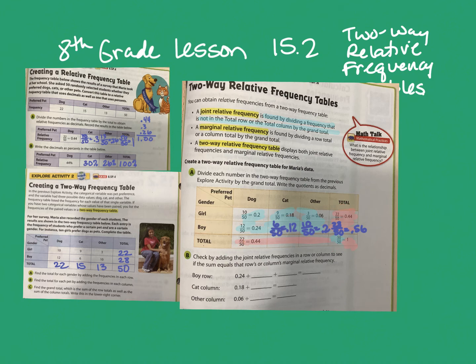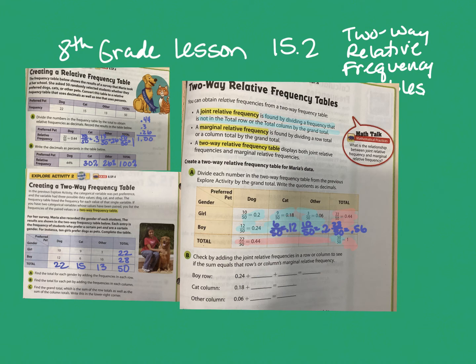So now those vocabulary words are hopefully just sinking in. But you're just seeing they're all ratios of one compared to the other, and that's the most important part. Of all of the students who prefer dogs, it was 22 out of 50, the grand total, and you divide that, you get 0.44, so 44% of the whole class total preferred dogs.